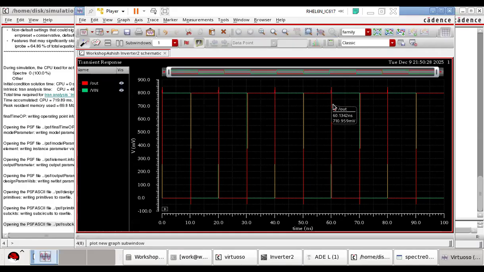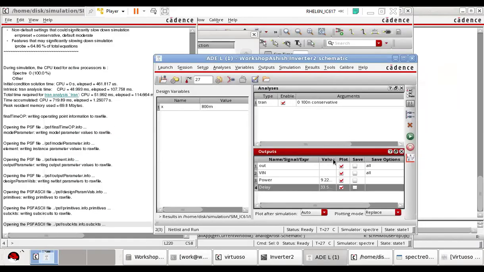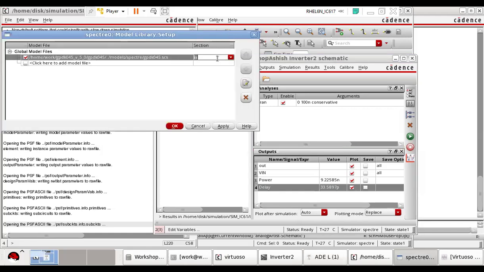Let us note down the value. The power dissipation is 9.225 nanowatts and delay is 33.589 picoseconds. Now, what I'm going to do is implement PMOS and NMOS both fast.